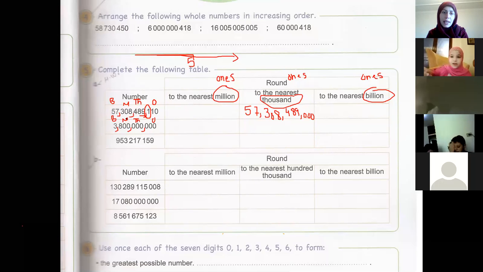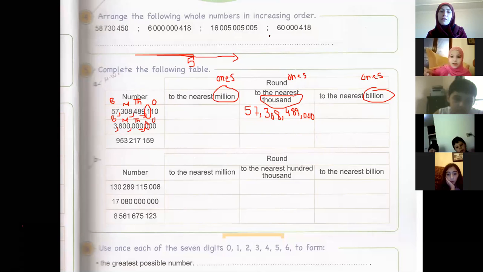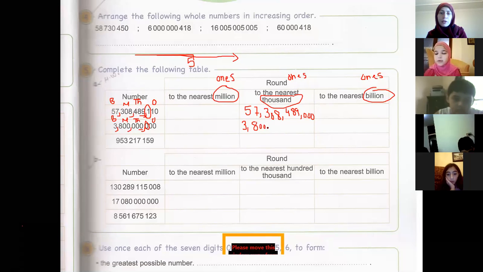Sara, which digit is the thousand digit? The zero. Zero, bravo. And we look at the zero to the right side. Zero, is it less or more than five? Less. So what shall I do with the thousand digit? We copy it the same. Excellent, Sara. Bravo. So 3,800,000,000. Okay.